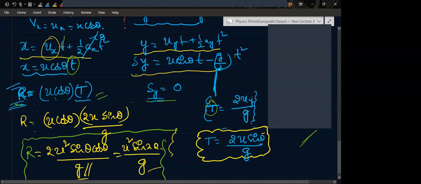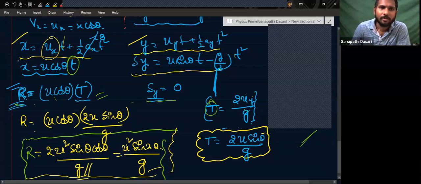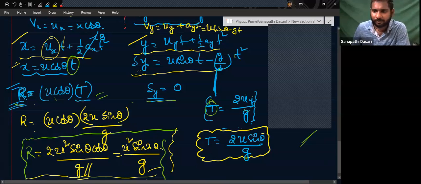In a different projectile situation, these formulas cannot be applied, but these formulas can be applied. Okay. Like that, Vy is equal to Uy plus ay T, that is nothing but u sin theta minus gT. Okay. Yes, sir.